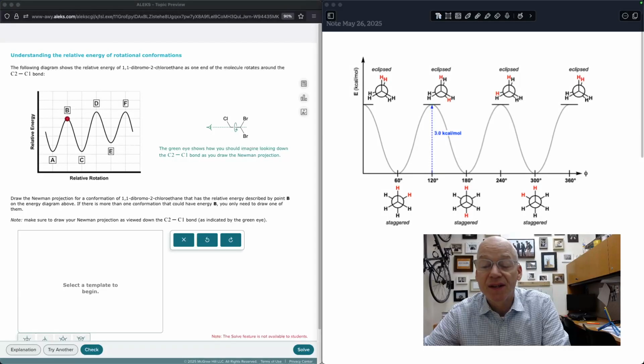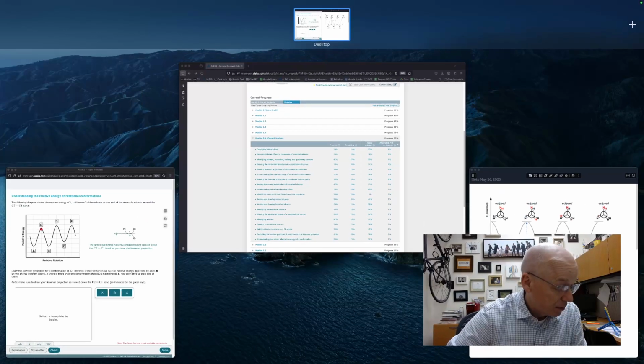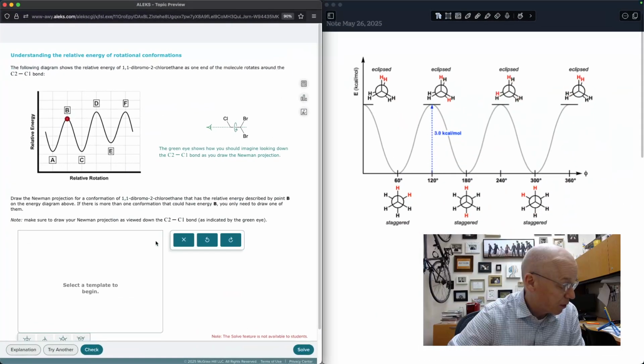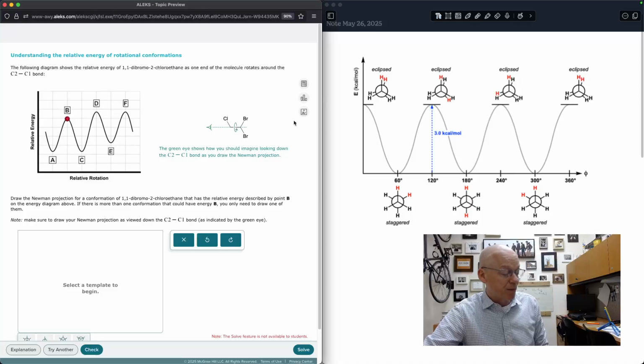Okay, so let's test this out and see if we get a decent video. I have, first of all, a topic that was requested by a student, and you can't read this maybe on your screen: understanding the relative energy of rotational conformations. This is a topic that's due tonight, and it's a little complicated.